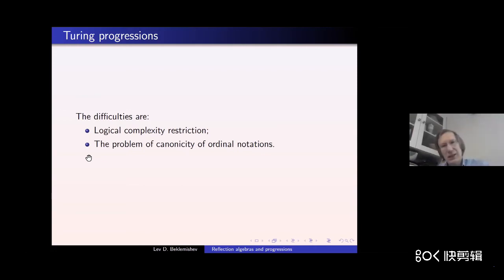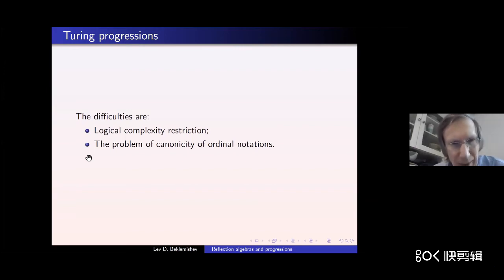The one is relatively simple, however substantial, and it was discovered by Feferman. So there is this logical complexity restriction. I will explain it a few slides later. The second difficulty is still a difficulty today, and it is called the problem of canonicity of ordinal notation. That's the first time in history that this problem appeared in an essentially explicit form in a paper. So one can say that this problem was discovered by Turing.